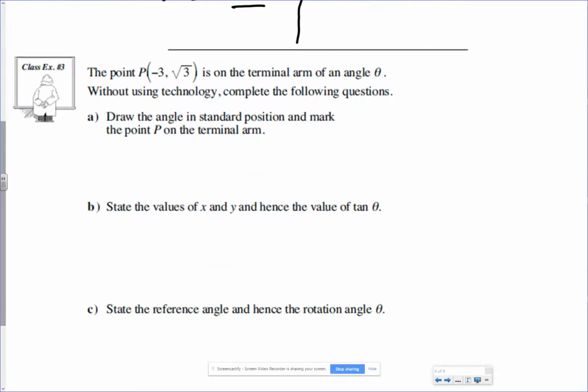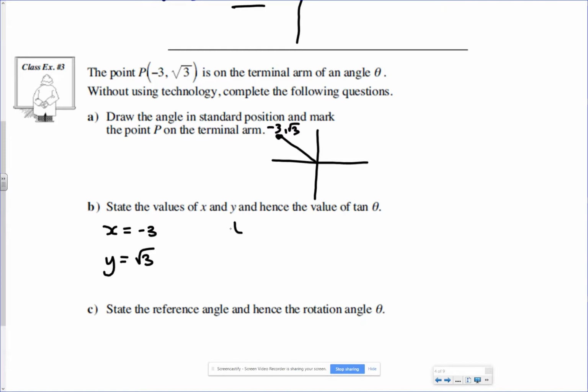So now it says I have a point (-3, √3), and it's on the terminal arm of my angle. Without using any technology, complete the question. So they want us to draw it on my diagram and then mark it. So -x, +y, puts my point there at (-3, √3). Now it wants me to state the values of x and y. So x is -3, y is √3.